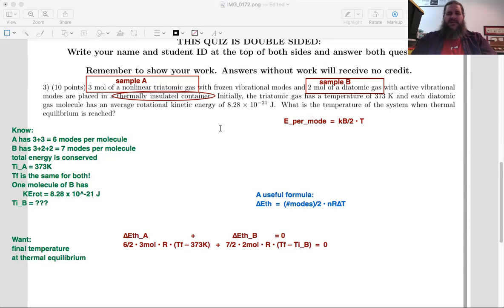Right, should be 2 because it's a linear molecule. Diatomic is automatically going to be arranged in a straight line because if you just got 2 points, they've got to be on a straight line with each other. So each type B molecule has 2 rotational modes. So we can say that the rotational kinetic energy is 2 times kB/2 times temperature. In other words, just kB times temperature. The 2's cancel out. Which means if we want to find the temperature, we can set kB times temperature equal to that rotational kinetic energy.